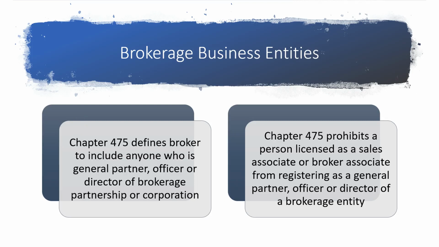We look to see which entities can register a brokerage as a business. 475 defines a broker to include anyone who is a general partner or an officer or a director of a partnership or a corporation. 475 prohibits a person licensed as a sales associate or a broker associate from registering as a general partner or an officer or a director of a brokerage entity. So you do have to be a broker who is an officer of the company, not just one who is employed by and works under a broker.